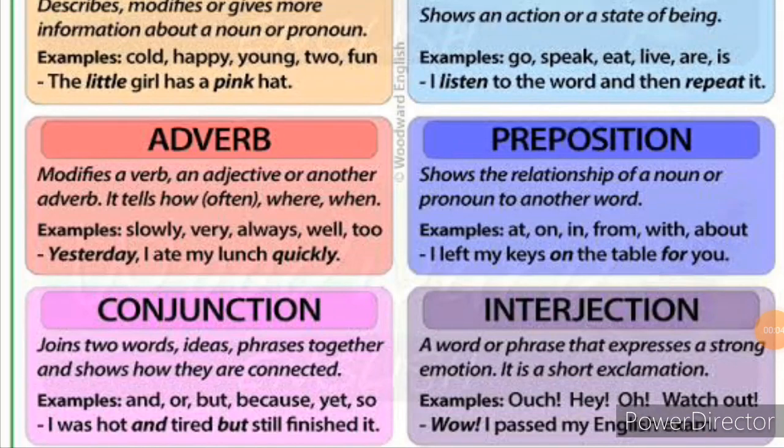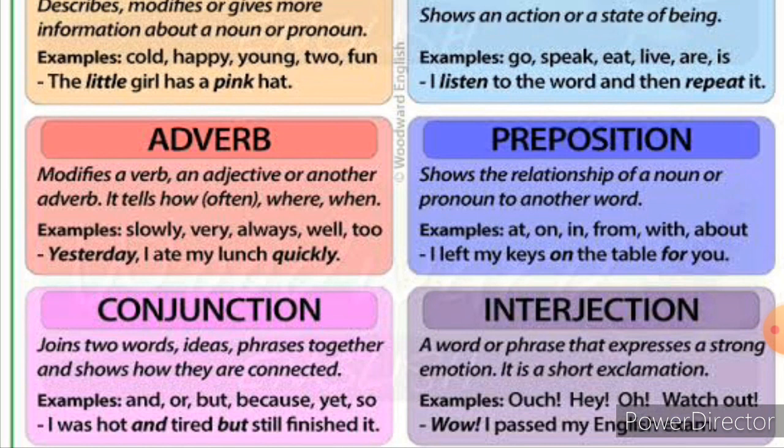The last one is the interjection. Interjection is the eighth part of speech. A word or phrase that expresses a strong emotion. It is a short exclamation. It expresses a strong emotion or feeling in a sentence, and it is followed by a punctuation mark, the exclamation mark. A word or phrase that expresses a strong emotion or feeling in a sentence is known as an interjection.